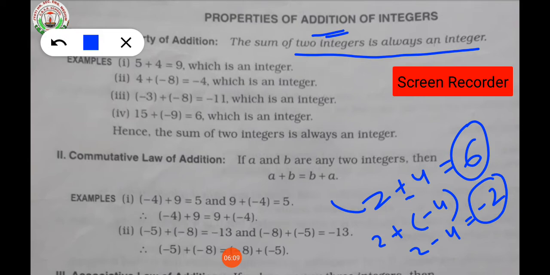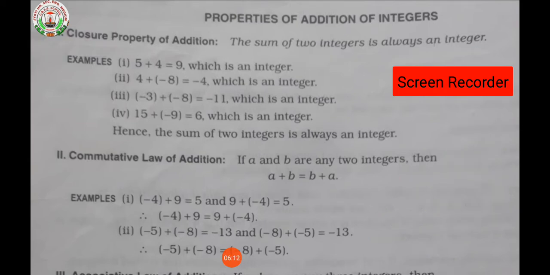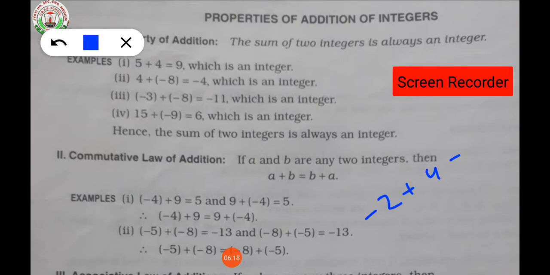Now in the second example, if we consider the first number as negative and the second number as positive, and both numbers are added, what result are we getting? Plus 2. Since 4 is the greater number, the sign of the greater number comes in the answer. So here it is plus 2. So plus 2 is an integer itself.